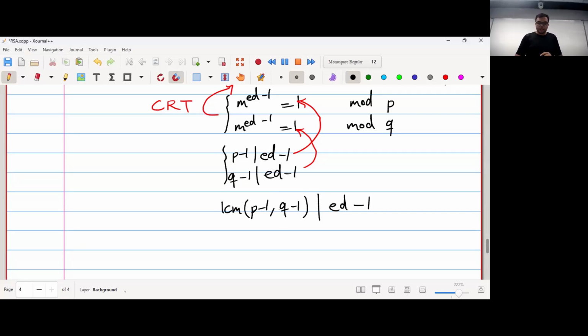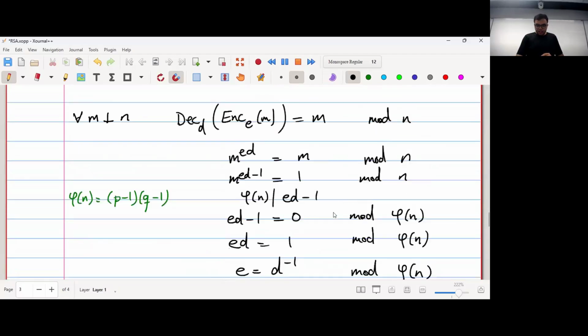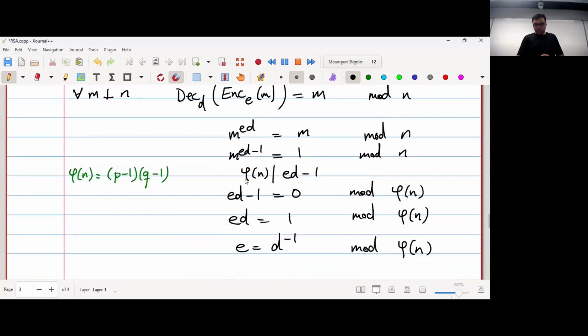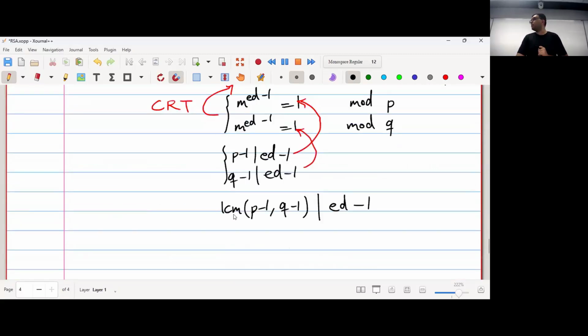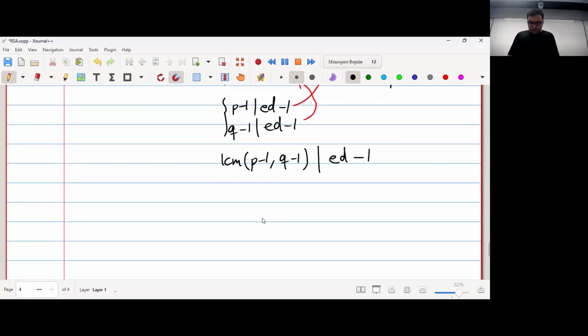Okay. Now, why is this better? Because before I had this, I had phi of n divides ED minus 1, and phi of n is just the product of P minus 1 and Q minus 1. But now I'm saying instead of taking the product of P minus 1 and Q minus 1, it's enough to just take their LCM, which is potentially smaller than the product, right?